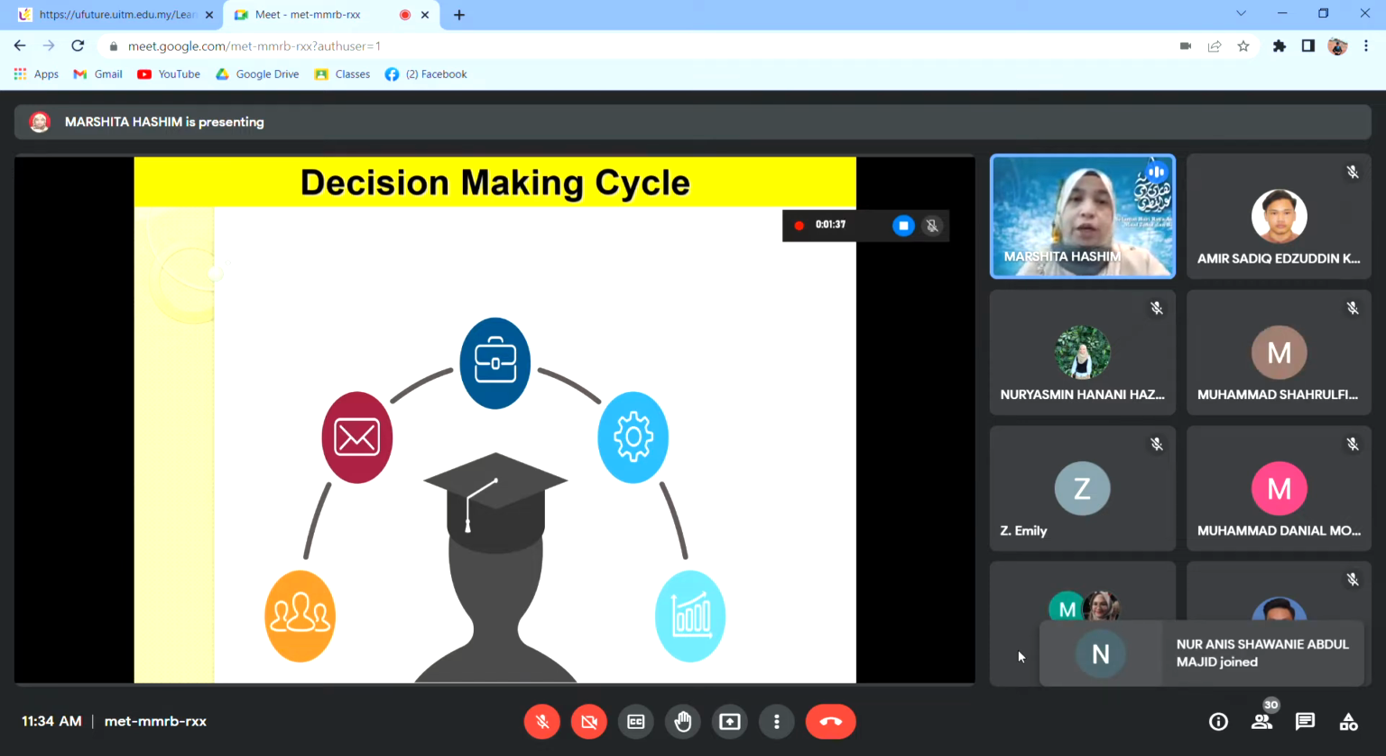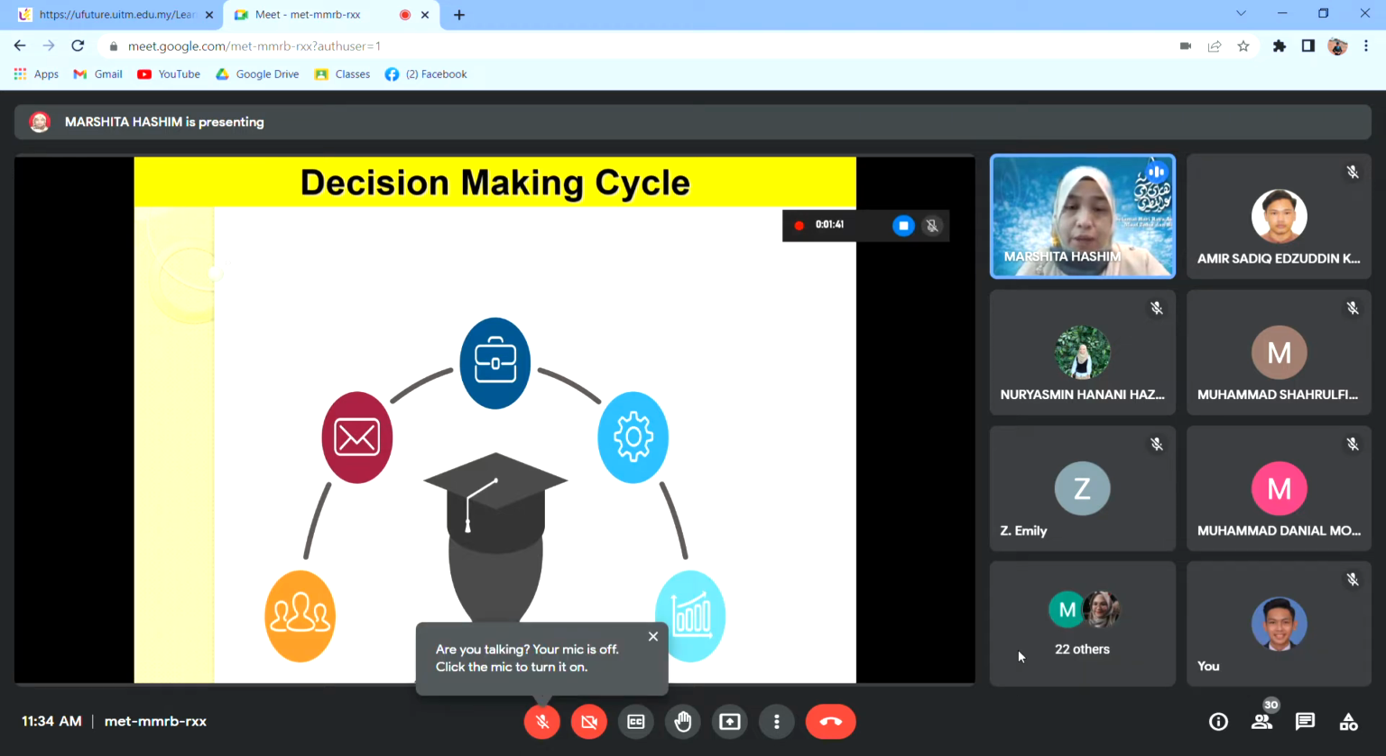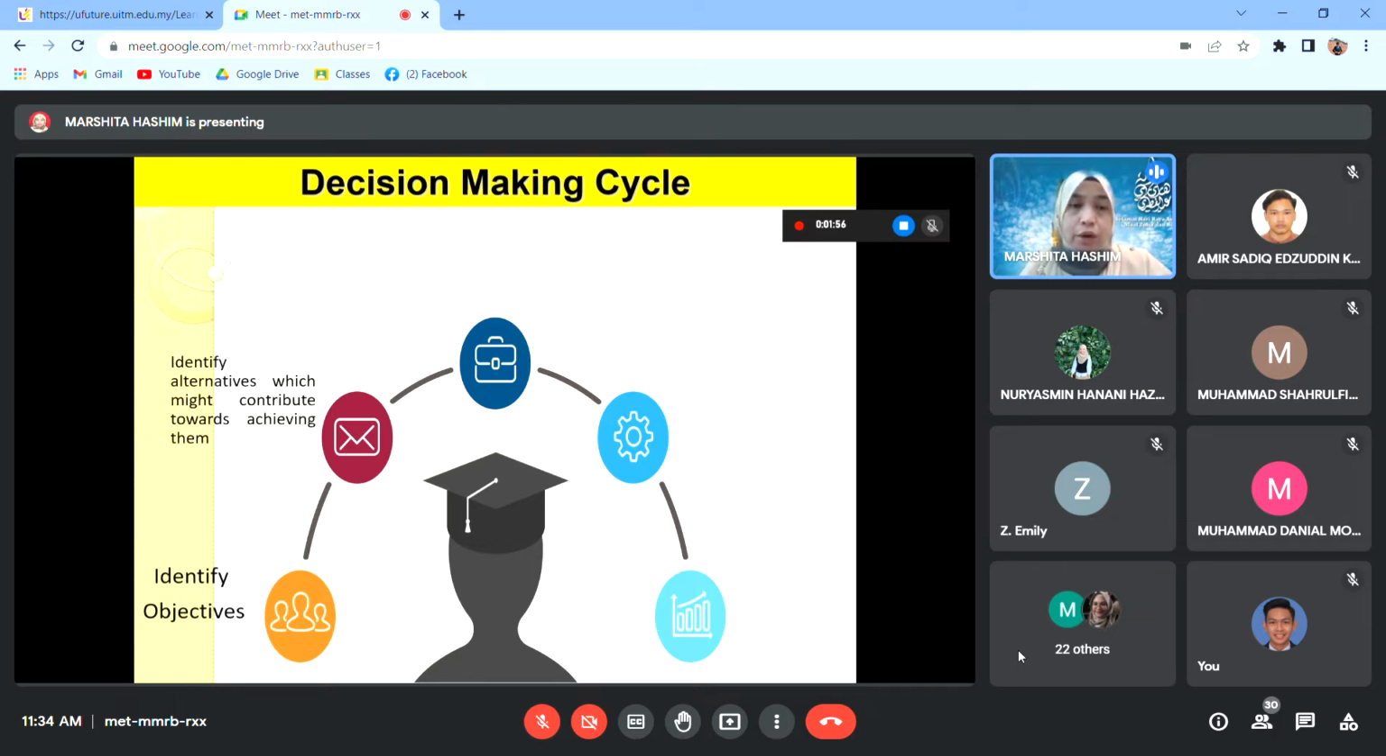Remember, previously I already explained, before you prepare a budget, you start from mission and vision, you translate into several objectives. You set objectives in order to achieve your mission and vision. That means you identify your objective. After you identify your objective, you need to identify alternatives which might contribute towards achieving them. And then you collect and analyze relevant data on each option.